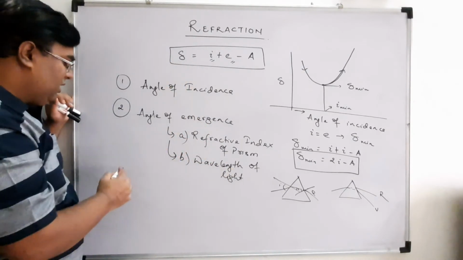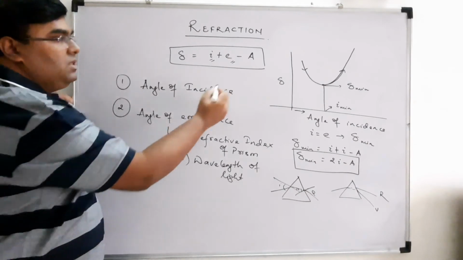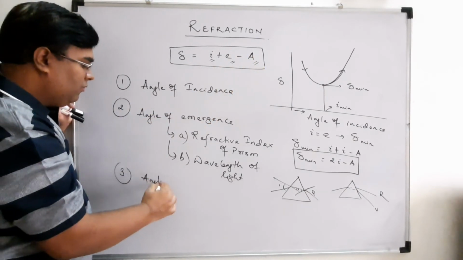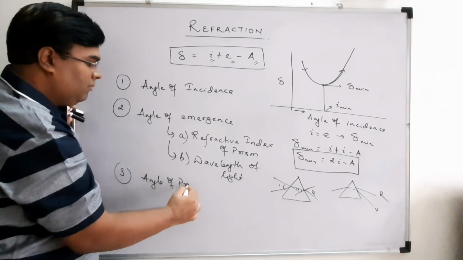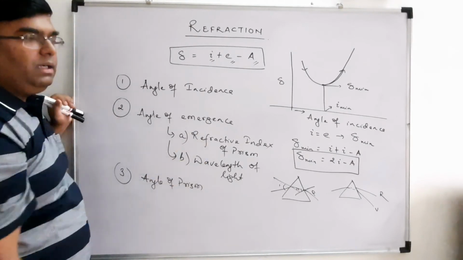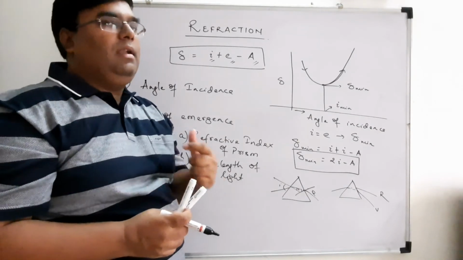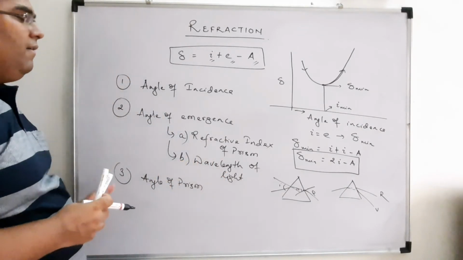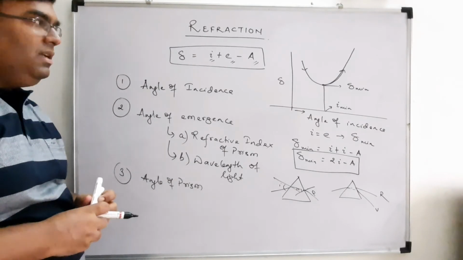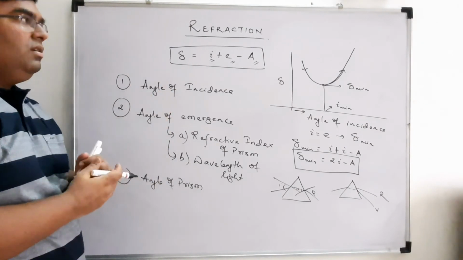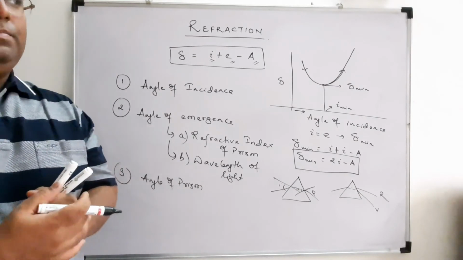Third one is finally my angle of prism. Correct? So the more the angle of prism, the less will be the deviation. So these are the factors which will decide the angle of deviation in a prism.